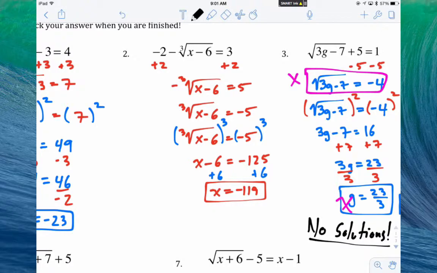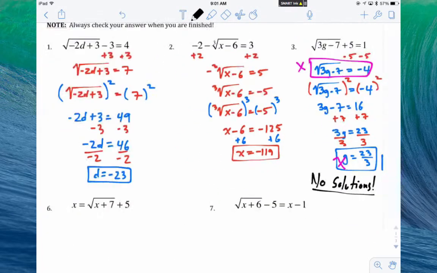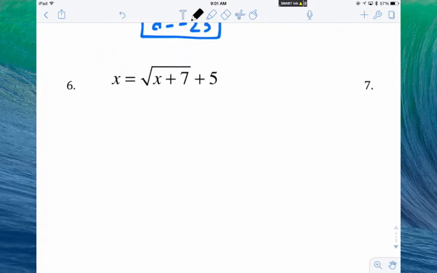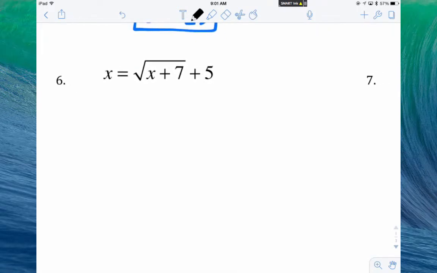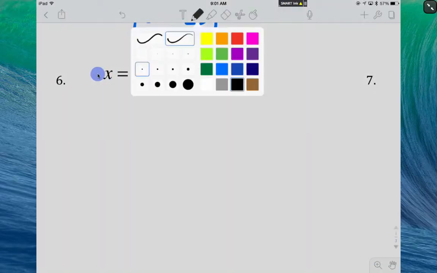All right, two slightly more difficult examples that I want to walk you through, and then I'll have you try some on your own. So let's take a look here. The strategy is going to be exactly the same. What's different is that we have a variable within our radical symbol and a variable outside of a radical symbol. So let's see how that shows up.